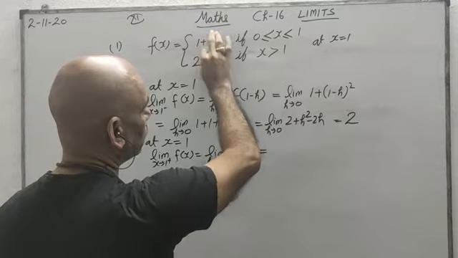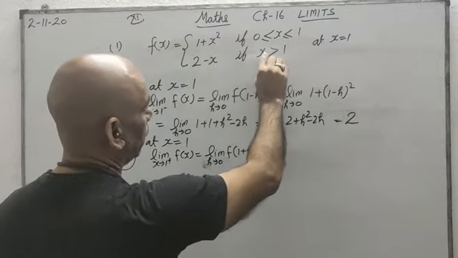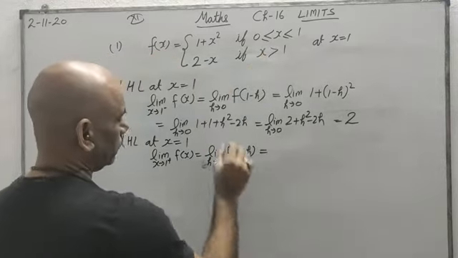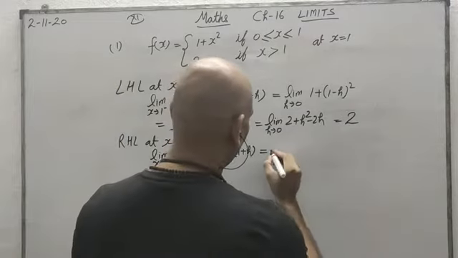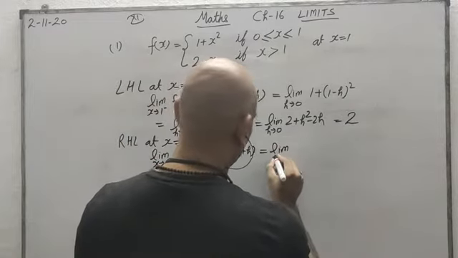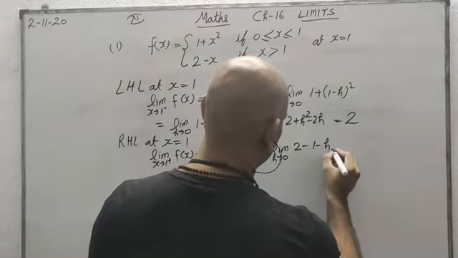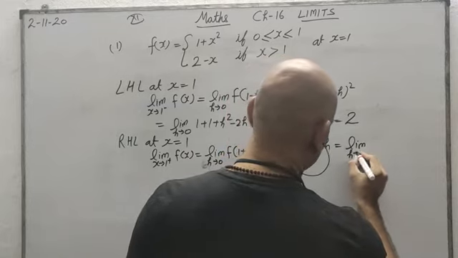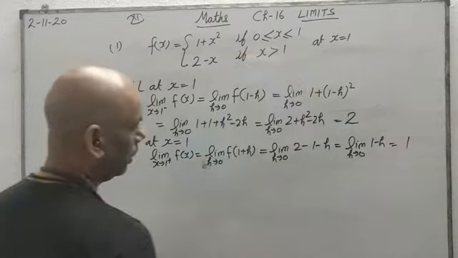Here we are having this value up to 1 is equal to 1, so use this here. But when x is more than 1, we will use this function. In this function, substitute x as 1 plus h. I got limit h tends to 0, 2 minus 1 minus h. This becomes limit h tends to 0, 1 minus h. H is 0, so I got 1.